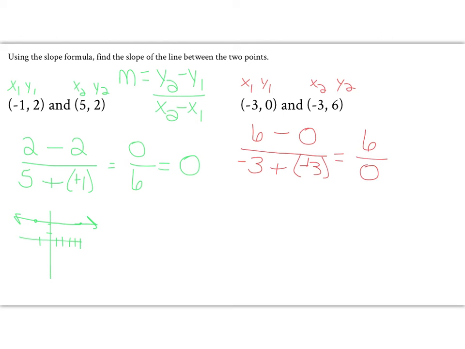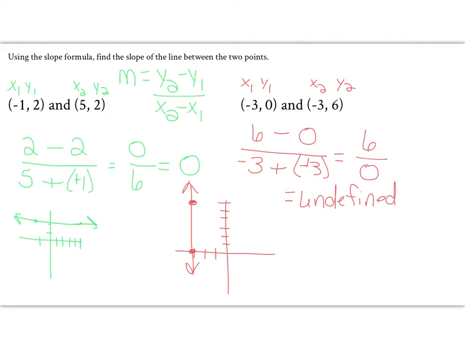Well, what happens when I divide by 0? I can't divide by 0. Division by 0 is not possible, so this line has a slope that is undefined. So what do you think these 2 points, if we graphed them, what would the line through them look like? The line through those 2 points is a vertical line because a vertical line has undefined slope.